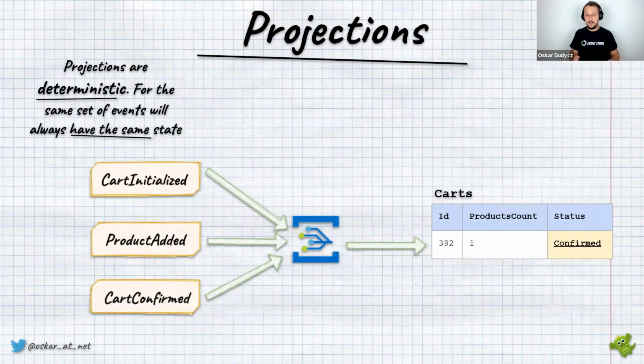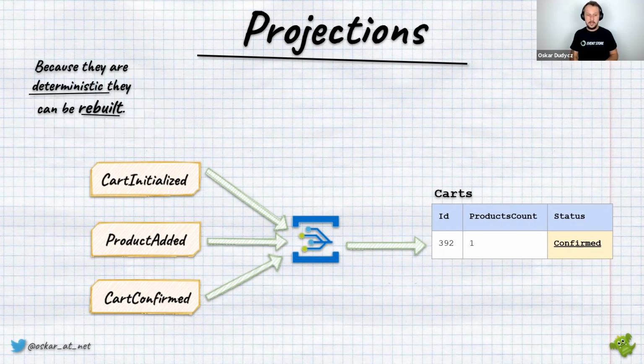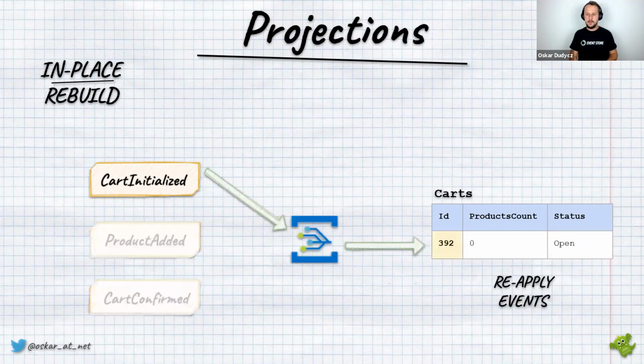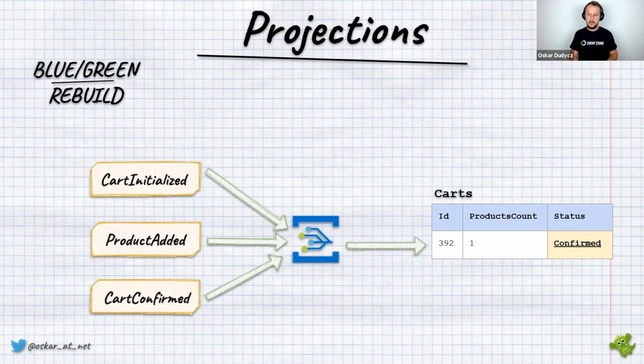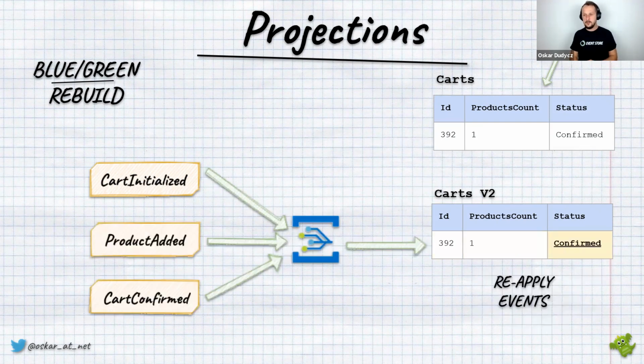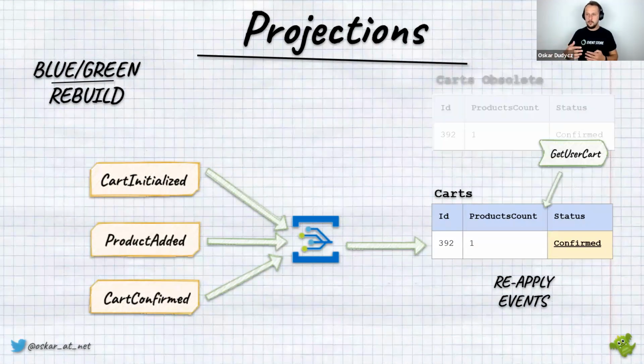And projections are also deterministic. As I showed you, usually they are pure functions, so we can unit test them, and for the same set of events the result will always be the same. And that means that we can rebuild those read models. In the easiest way, we can erase or truncate the current read model and apply the events again. Or we can do a blue-green rebuild: we take the current one and still use it for querying, and then create a new read model with the same structure but without data, apply the events, and after we are up to date, we switch the read models. The obsolete one, which for example could have broken data, will be taken out of use, and we will be using the newly created read model. So it's a powerful pattern.